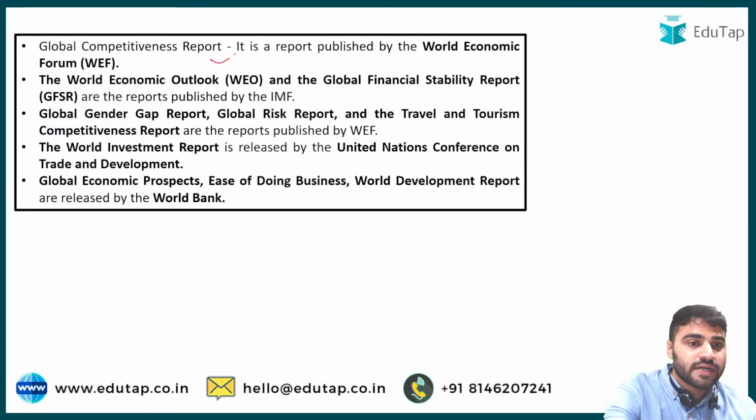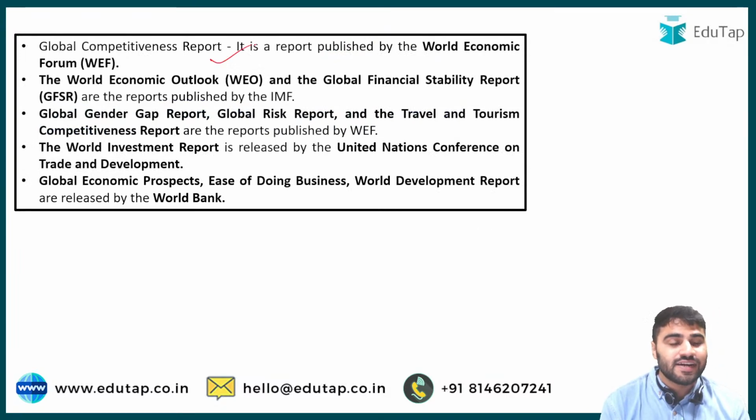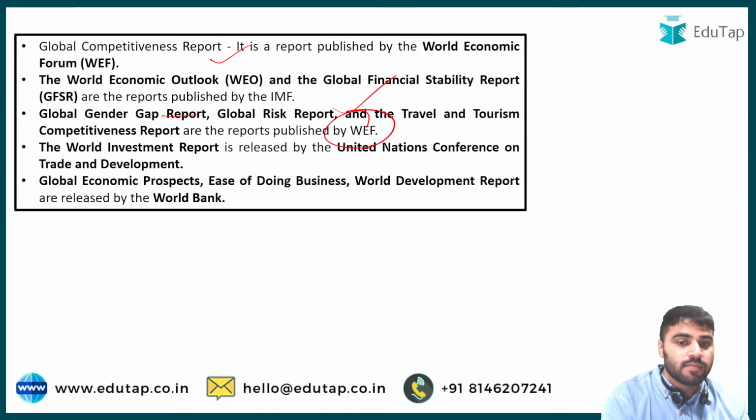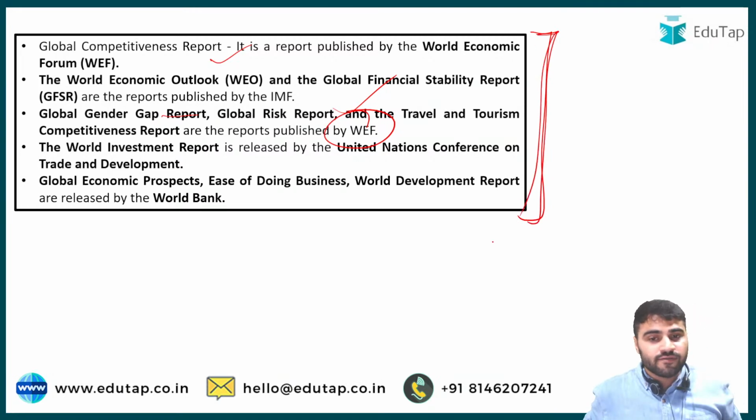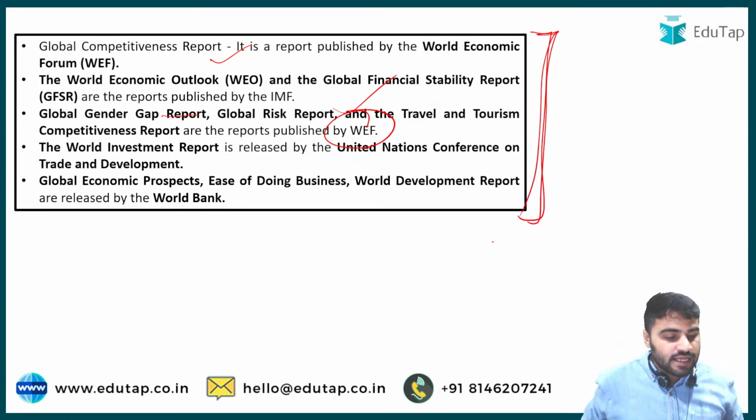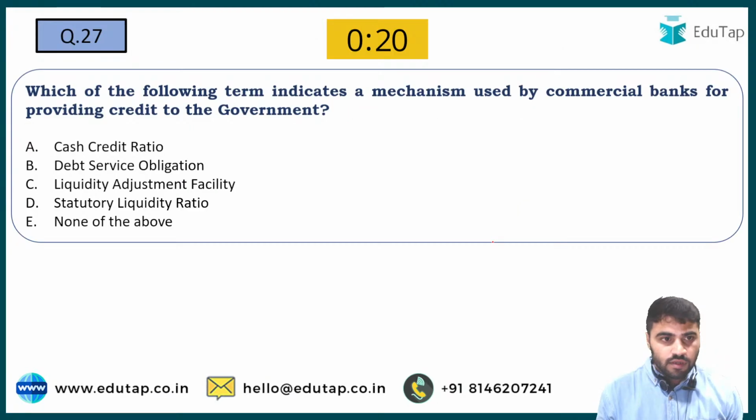So the Global Competitiveness Report is a report published by the World Economic Forum. The World Economic Outlook and the Global Financial Stability Report are the reports published by the IMF. Right? And the Global Gender Gap Report, Global Risk Report and the Travel and Tourism Competitiveness Report are the reports published by the World Economic Forum. So here guys, in this explanation you can read about all the important reports which can be asked in your examination, right? And their releasing agency as well. Now let's move to question number 27.